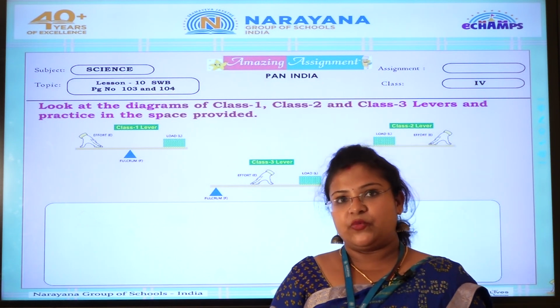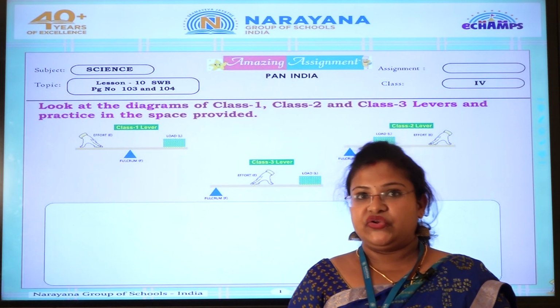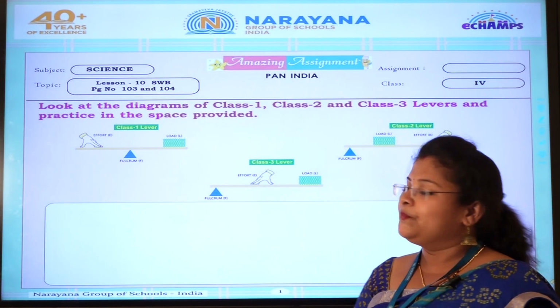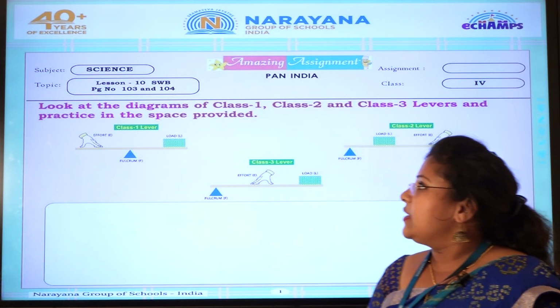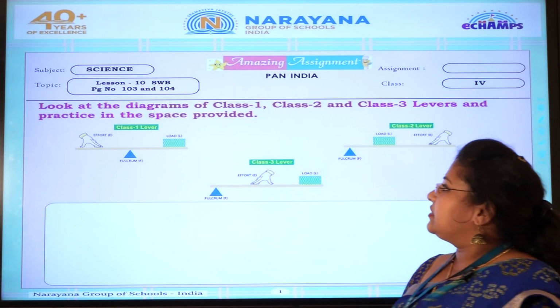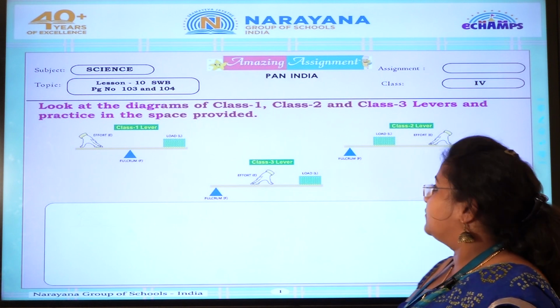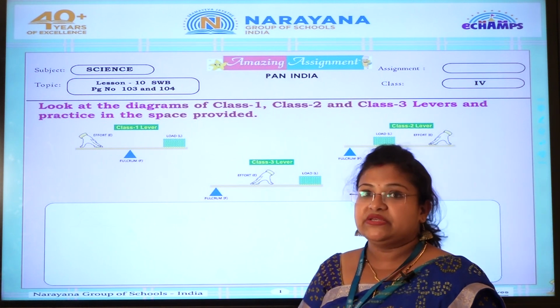Your Sadhana workbook page number 103 and 104. We will see what is there in this assignment, children. Look at the diagrams of class 1, class 2 and class 3 levers and practice in the space provided.